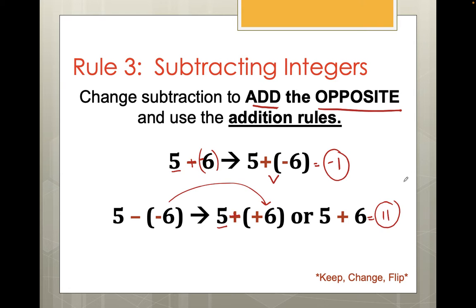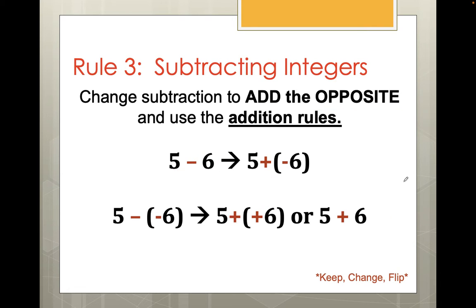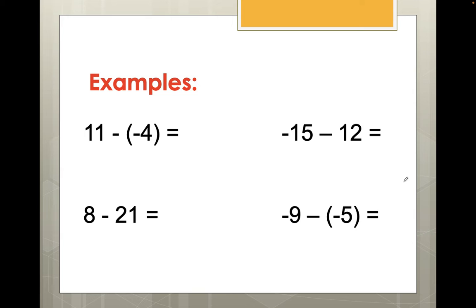This can be a little bit tricky at first, so let's do a few practice problems to get the hang of using that idea of keep, change, flip to change subtraction into adding the opposite of whatever that second number is. So opposite means if it's positive, it becomes negative, and if it was negative, it now becomes positive. So let's try this first example.